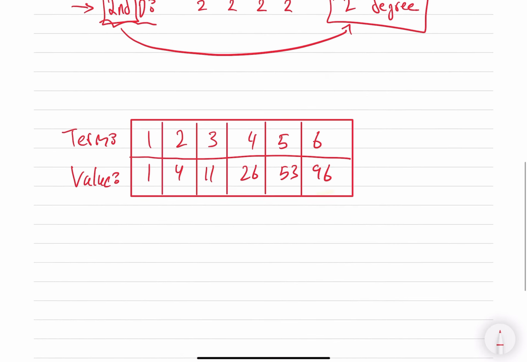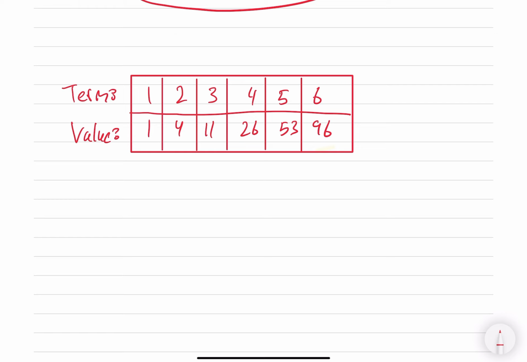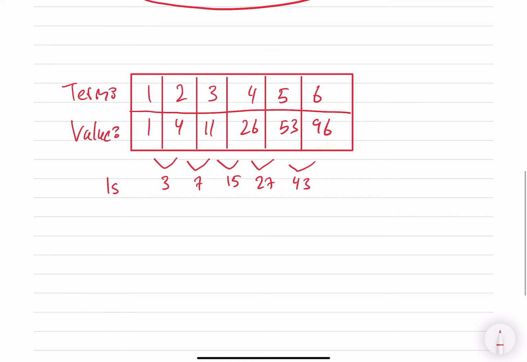Okay, moving on. Let's do another example just for the sake of practice. So 4 minus 1, this equals 3. 11 minus 4, 7. 26 minus 11 equals 15, right? 53 minus 26 is 27. 96 minus 53 equals 43. Okay, this is the first difference.